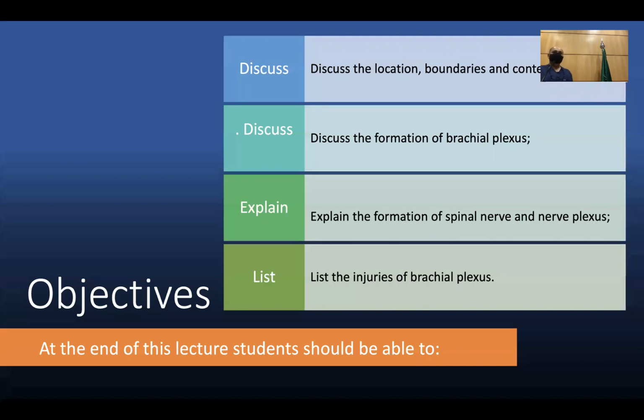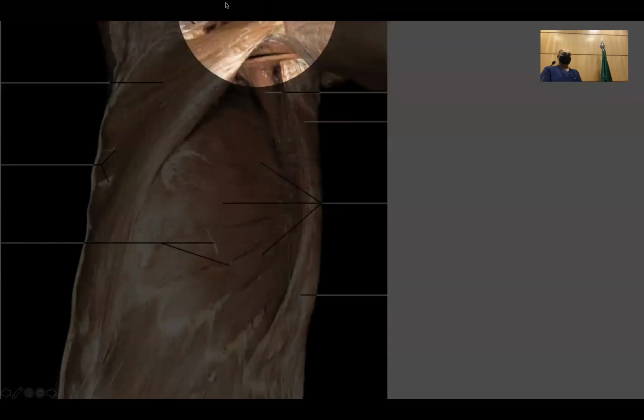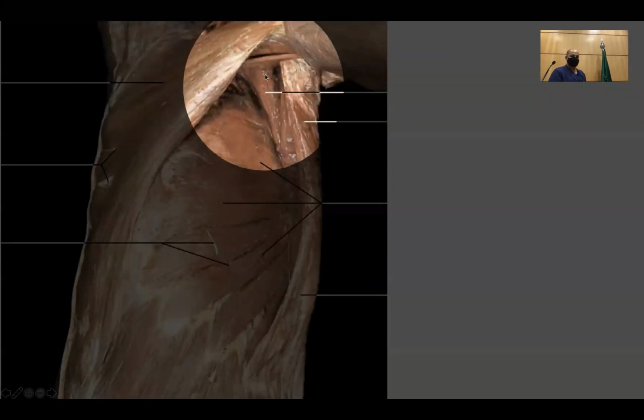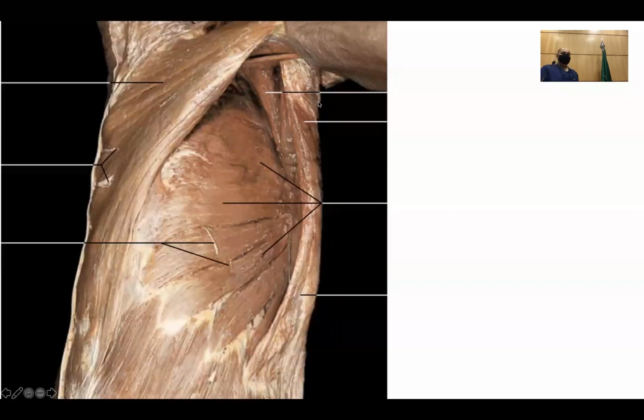So these are the objectives for today's session. Now you're looking at a side view of somebody and you're looking at the muscles. What are these muscles which are visible to you? You can see here, this muscle is what? The pectoralis major, and then this is the latissimus dorsi, and in between you're looking at the serratus anterior.